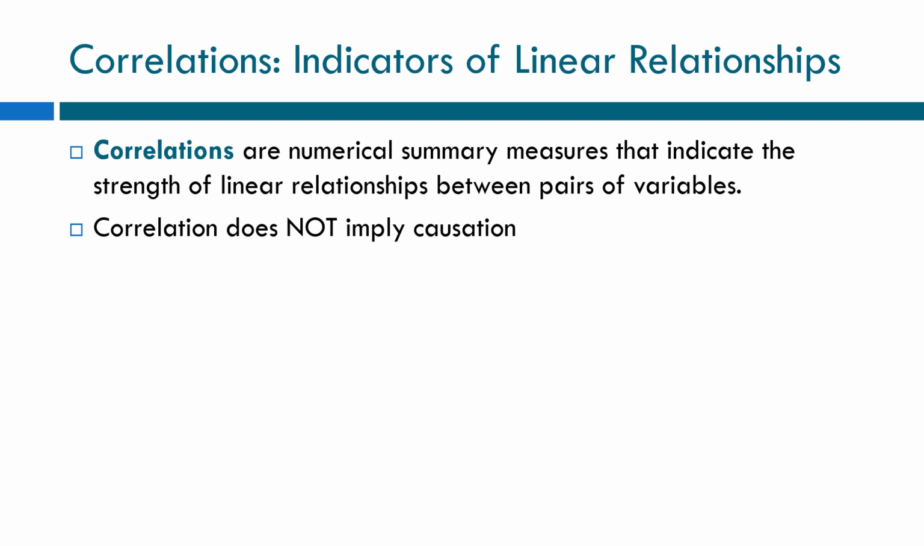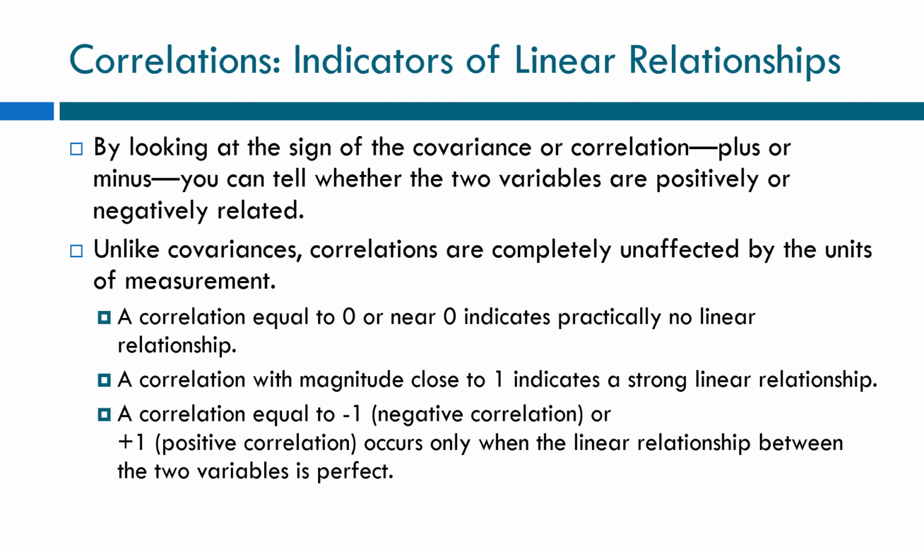Correlations. Correlations are indicators of linear relationships, and they're just a numerical summary that measures the strength of a linear relationship between pairs of variables. But correlation does not imply causation, as I'm sure you've probably heard many times. By looking at the sign of correlation, whether it's plus or minus, you can tell whether two variables are positively or negatively related. Unlike covariances, correlations are completely unaffected by the units of measurement.